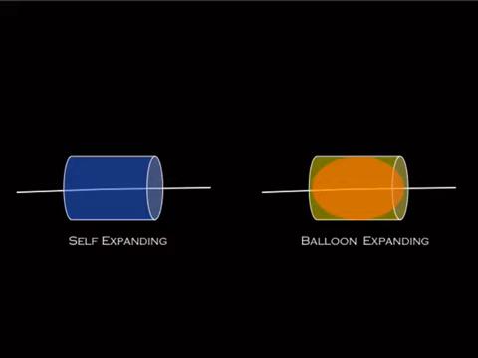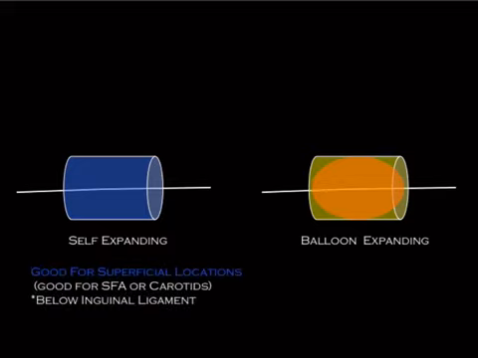So self-expanding stents are good for superficial locations, anything that's going to be compressed, basically. Anything below the inguinal ligament is a general rule. Or, the carotid also is superficial, right?